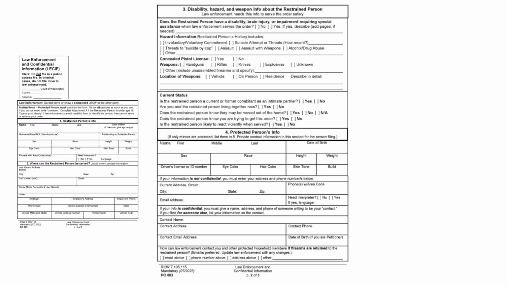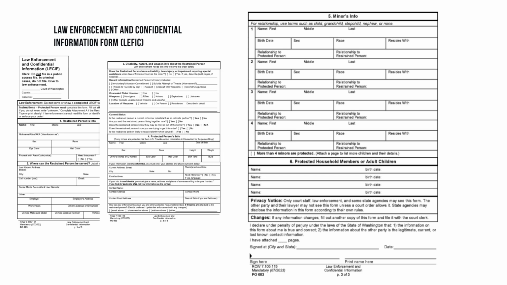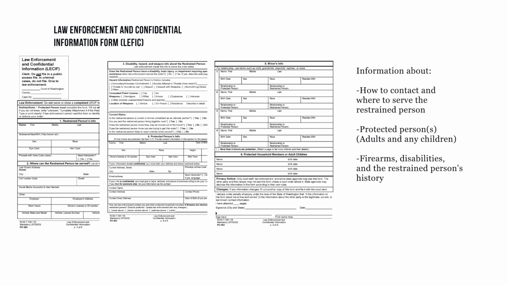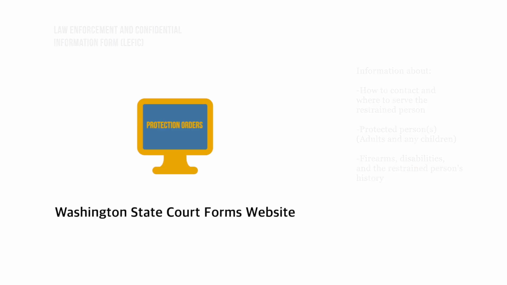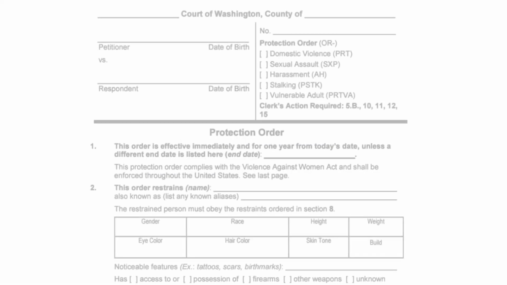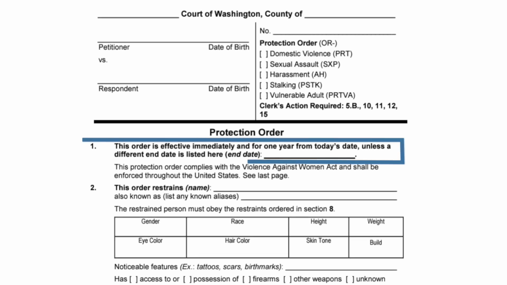You will need to provide the required information to complete a law enforcement confidential information form, which asks for personal details about all parties. All protection order forms can be obtained from the clerk's office, the Washington State Court Forms website, and are linked on our website. To renew a protection order, you must do so before it expires. You can typically find that expiration date on the first page of your full protection order.